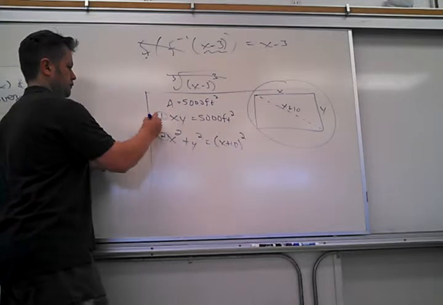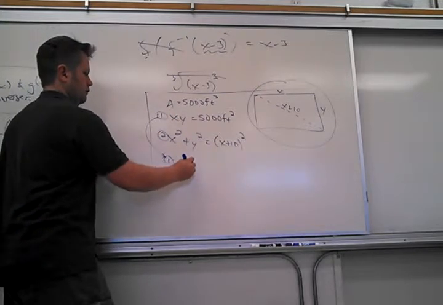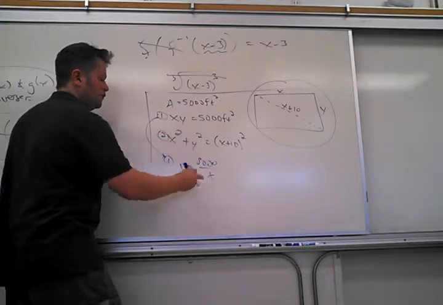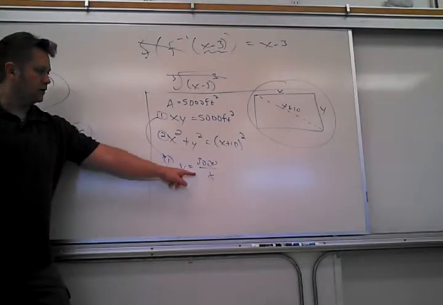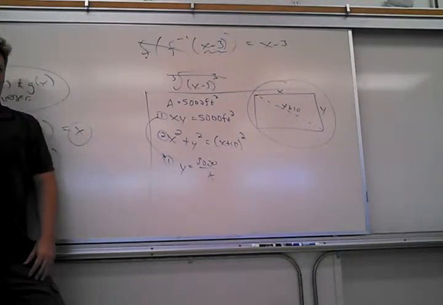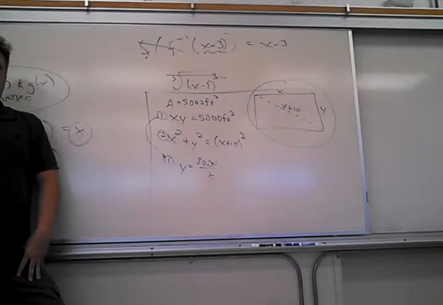What do I know here? What's y equal to? Y equals 5,000 over x. Good. So now we can finally do something with that. We can plug that into here. Okay, I got that much. Now, that's where I got messed up.